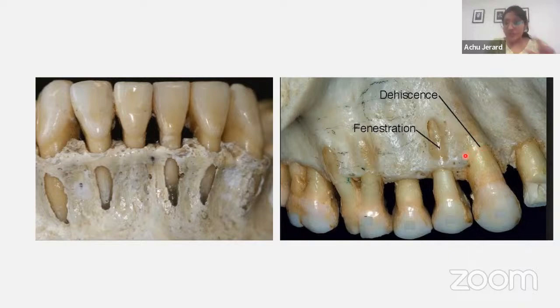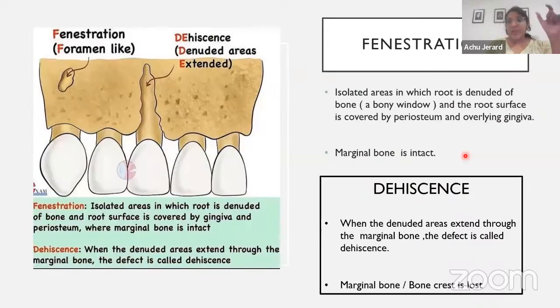So don't get confused about what is what. Remember it like this: fenestration, F for foramen-like, a minute opening where the marginal bone is intact. While dehiscence is denuded areas extended.